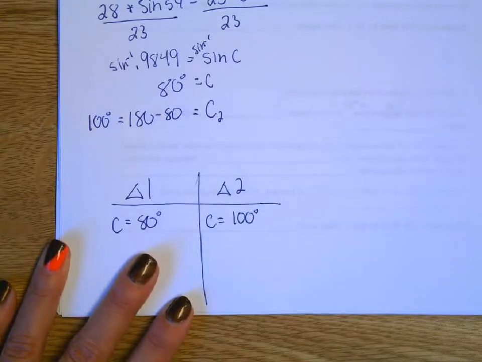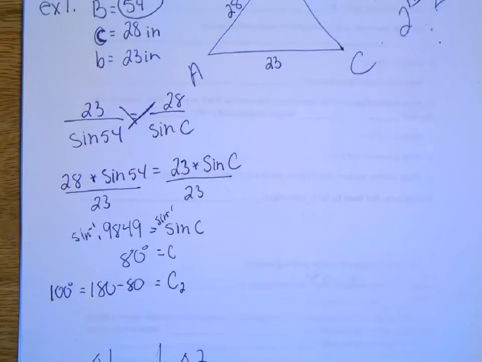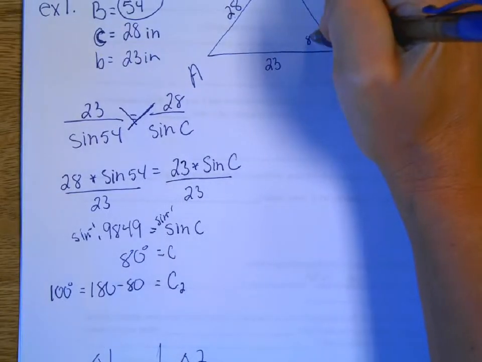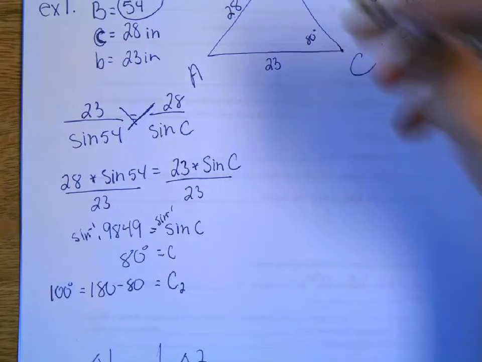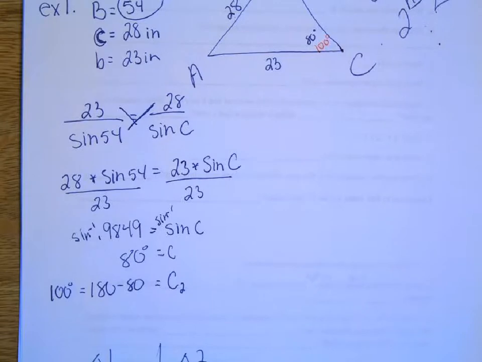What would be a red flag? You would have no red flag yet. The red flag's going to come up in what we find next. Okay, so this angle C could be 80, and it could be 100.